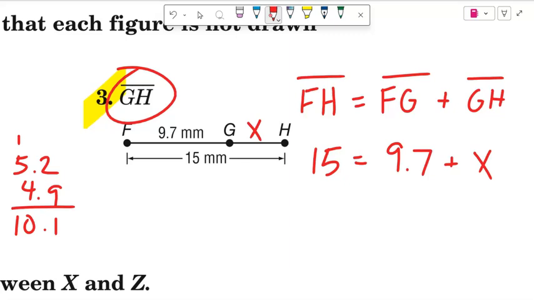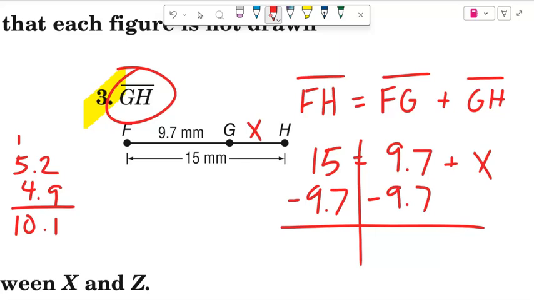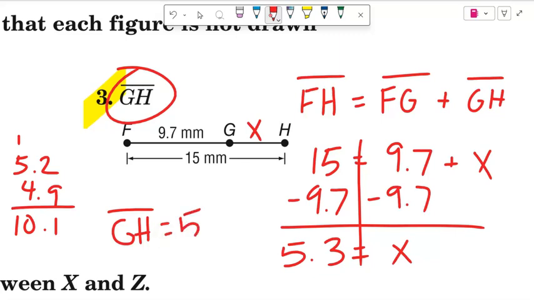And now it's a super simple algebra problem, right? Subtract 9.7 from both sides. 5.3. Close there. 5.3 is equal to X. So we've got segment GH is equal to 5.3 what? Millimeters. Got to include our units.